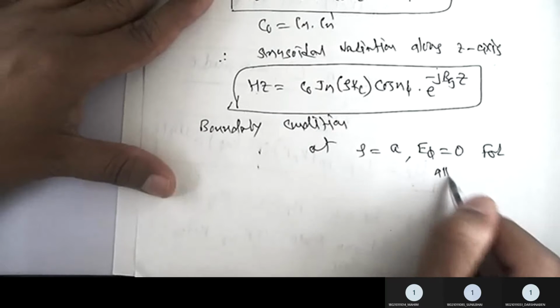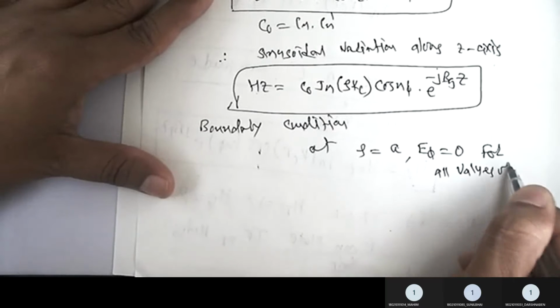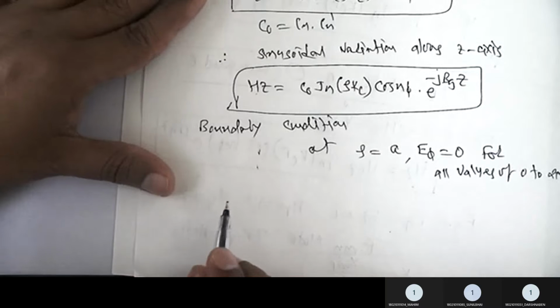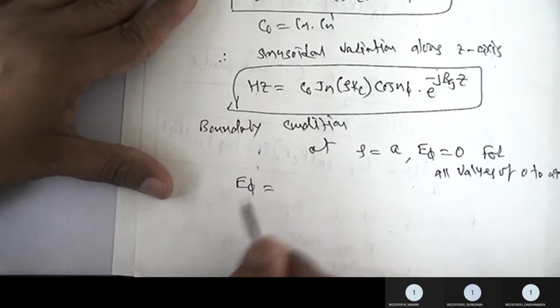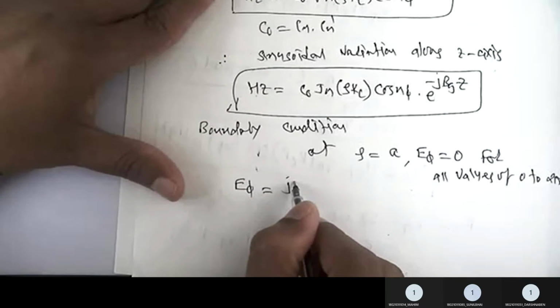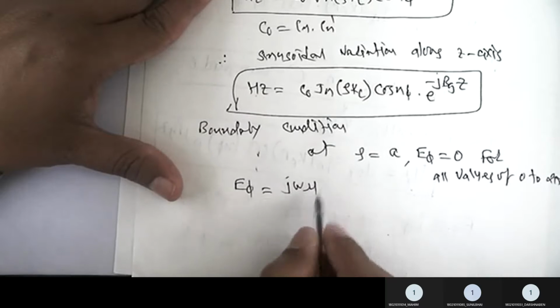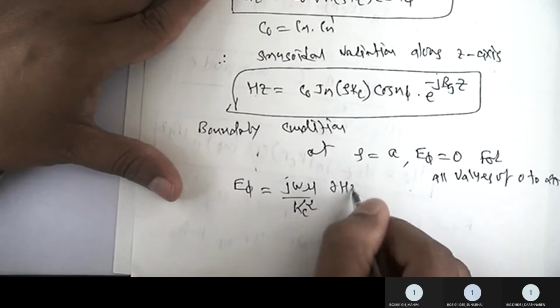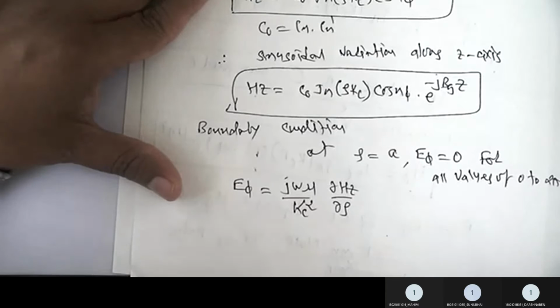So I can write that for ρ equal to a, I will get E_φ equal to 0 for all values of 0 to 2π. Now we know that our E_φ component, in our very early stage I have written, was nothing but jωμ by k_c square times del H of z by del ρ. So the component will become in this fashion.